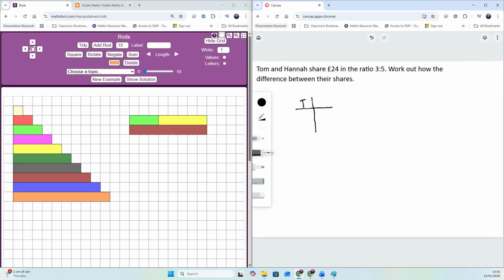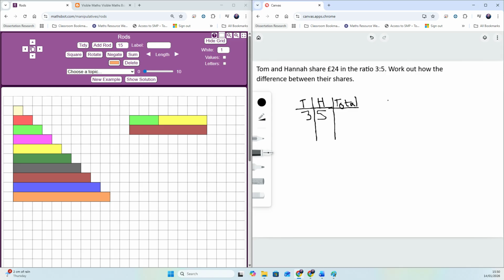And here I've got Tom and Hannah, and I'm going to set up their 3 to 5 shares. There's the 2 parts of the ratio we're going to see. But then, similar to what I did in the difference video, I'm going to add a 3rd column here. And that 3rd column is going to look at the total, because that 24 represents the total of the 2 parts of this ratio.